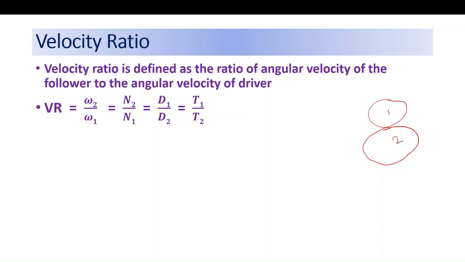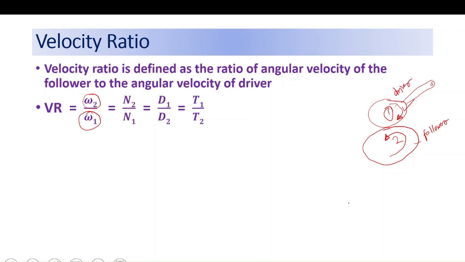So consider this gear as the driver. Some shaft is connected to the wheel, and this wheel is rotating in the clockwise direction. So this is the driver and this is the follower. This gear will rotate in the anti-clockwise direction. So one is the driver, two is the follower. What is the velocity ratio? The angular velocity of the follower to the angular velocity of the driver.